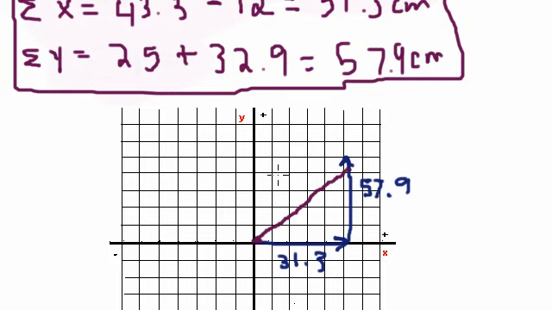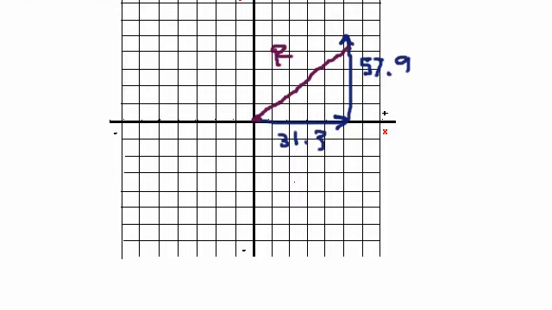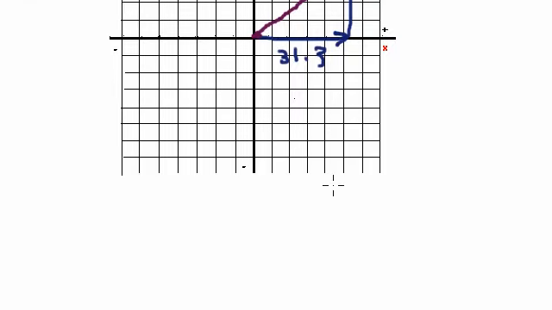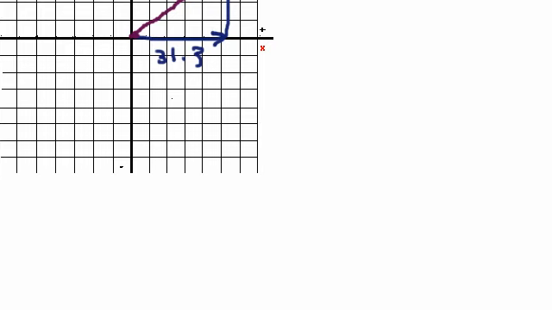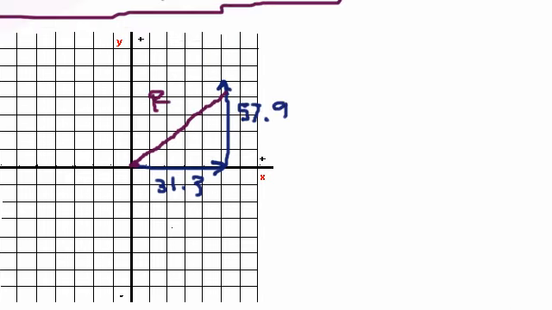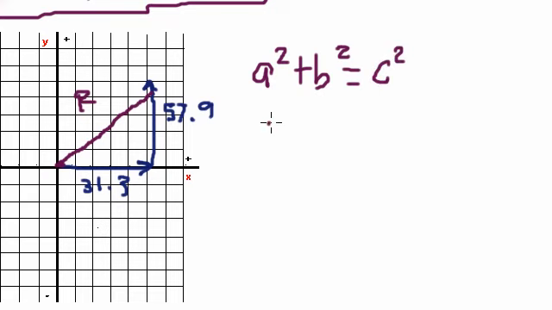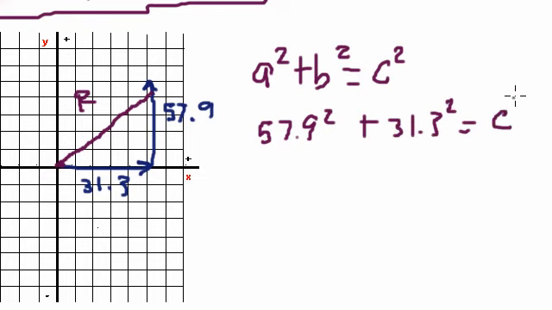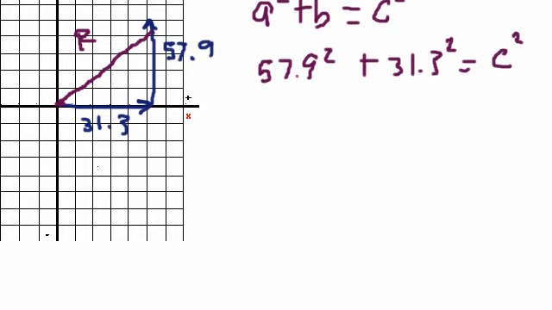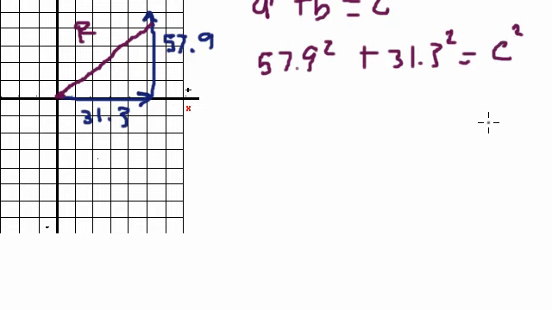Okay, and we do that using the Pythagorean theorem, if you remember from the other video. So this is the formula: a squared plus b squared is equal to c squared. Okay, so we have 57.9 squared plus 31.3 squared is equal to c squared. I'm going to skip a couple of steps here. So c is equal to the square root of 57.9 squared plus 31.3 squared. Take the square root of that, and that's going to give you your c.